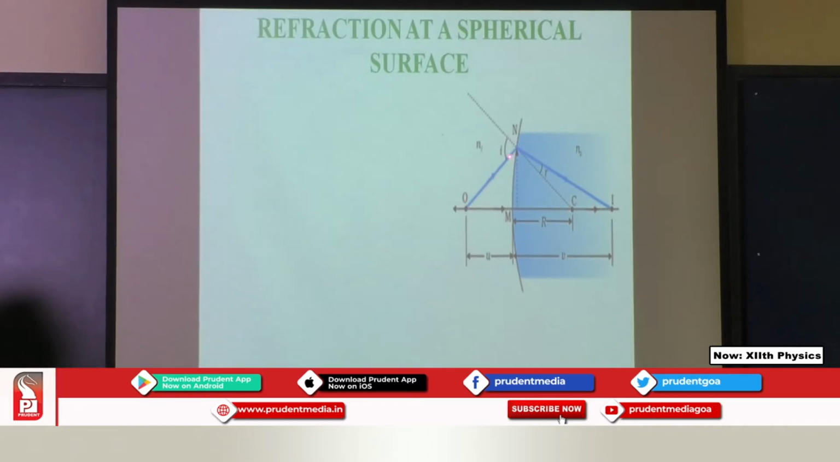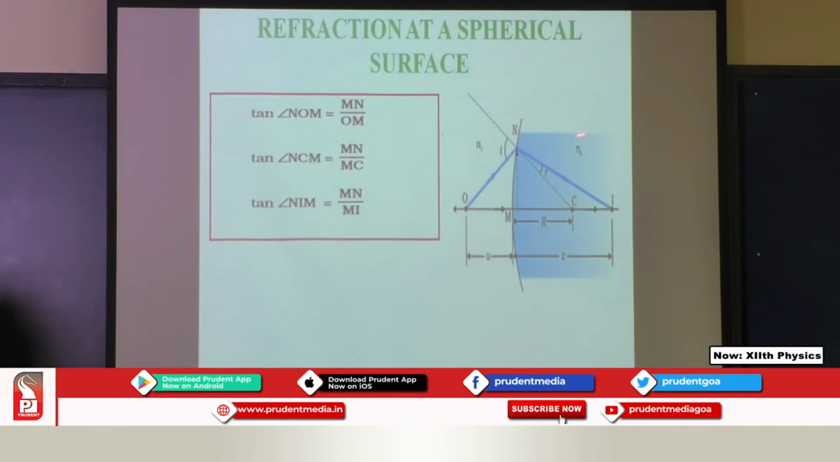So this is the path of the ray of light. We have the point object and we get the point image. In order to get the angle of incidence and the angle of refraction, we have drawn the normal. Can you see the dotted lines? This dotted line is the normal at the center of curvature. If we know this is the center, we know this is the radius of curvature, and hence we get the angle of incidence and angle of refraction. U is the distance of the object and V is the distance of the image.